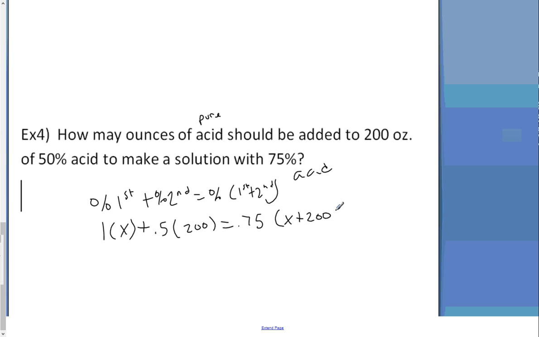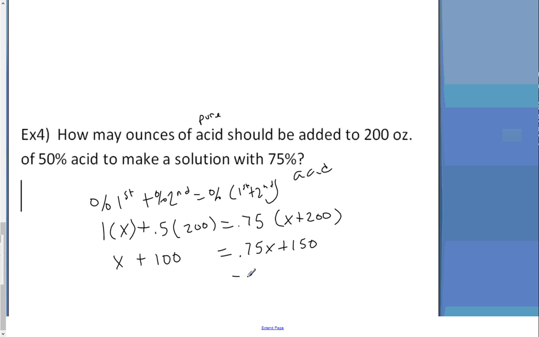And I end up with this equation, right? Well, 1 times X is X, so I get X plus 0.5 times 20, sorry, 0.5 of 200 is 100 equals 0.75 of X is 0.75X. And 3/4 of 200 is 150. All right. In this case, I probably won't multiply this by 100 to get rid of the decimal because I end up with some ugly bigger numbers. So I'm just going to do the math with it.